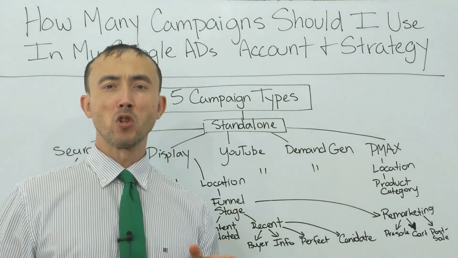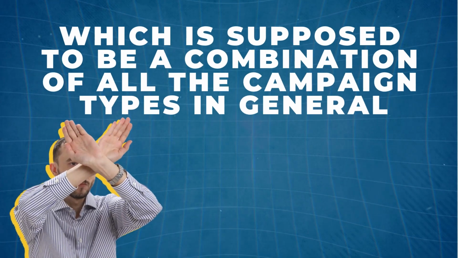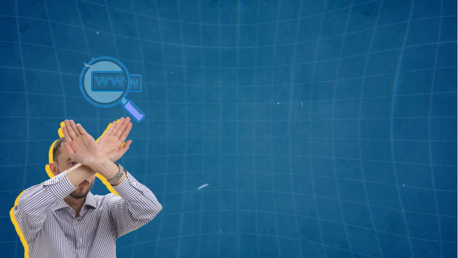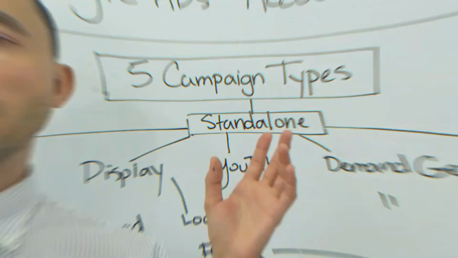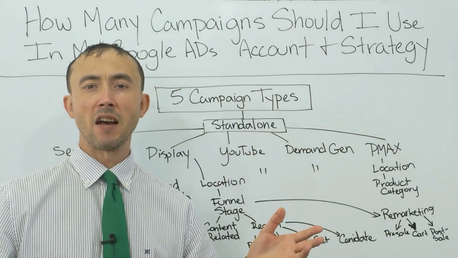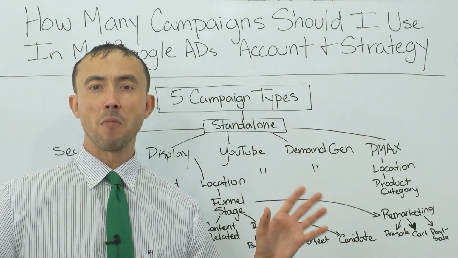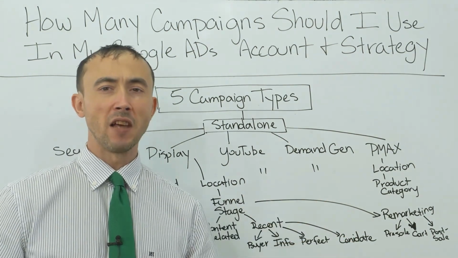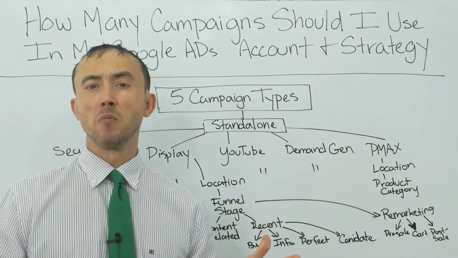The way that most people try to do it is through a PMAX campaign, which is supposed to be a combination of all the campaign types combined. Search, display, YouTube, demand gen, and then PMAX combines them all. The reason Google's done PMAX, so that you can run all your different campaign types in one campaign, is because people are lazy, they know it, they don't want to work, and Google wants to make more money.